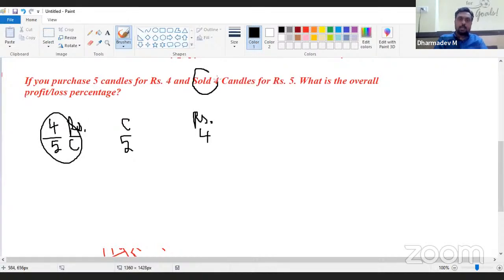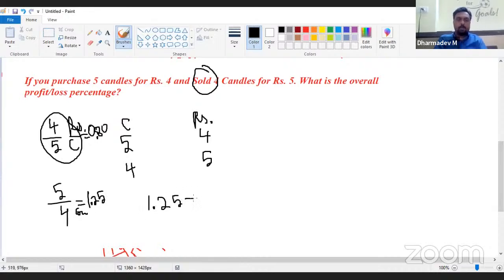Next is selling it, 4 candles for 5 rupees. That means for 4 candles, it is 5. So per candle, what is the cost? For the first, I'm getting 4 by 5, 0.80. And for this, I'm getting 1.25. So for overall profit, I'm selling 1 candle for 1.25 minus 1 candle for 0.80. If I subtract them both, I would be getting 0.45.